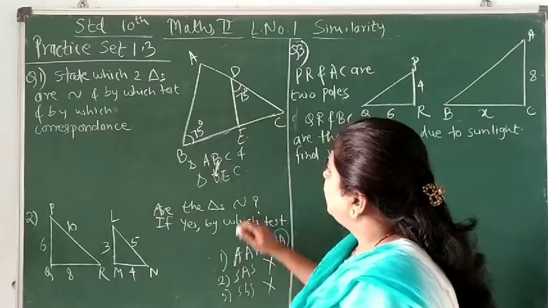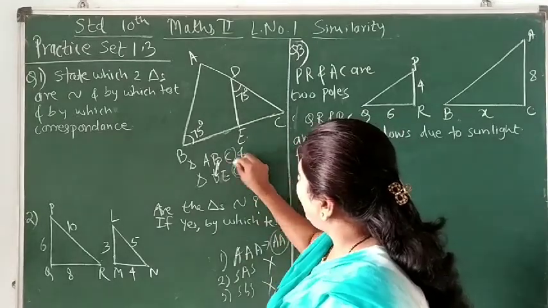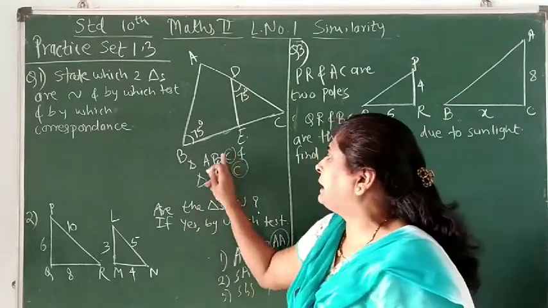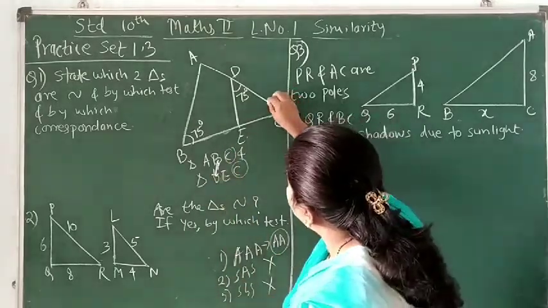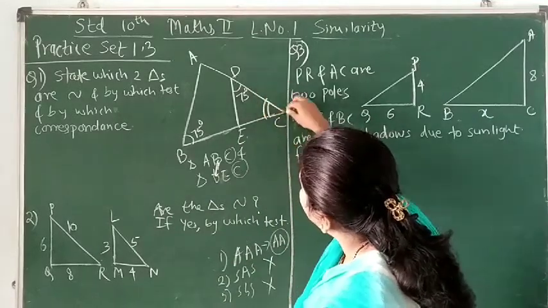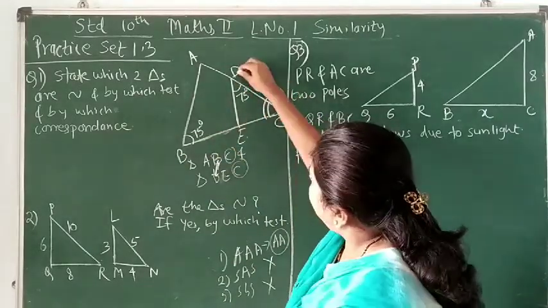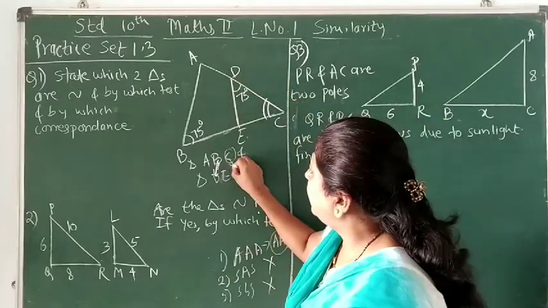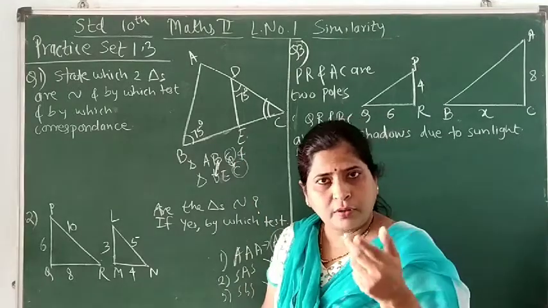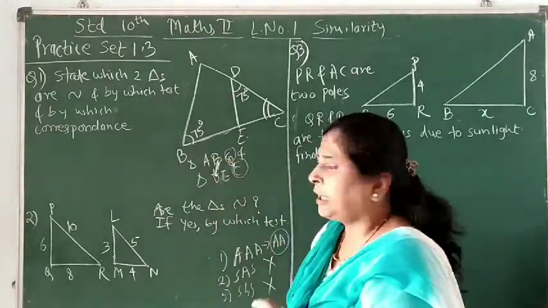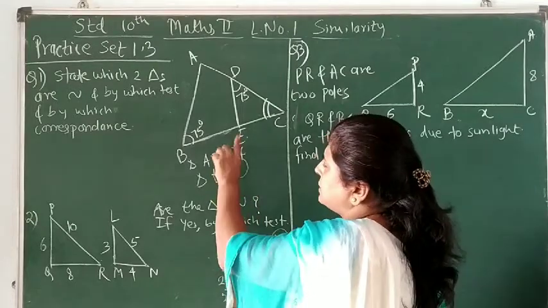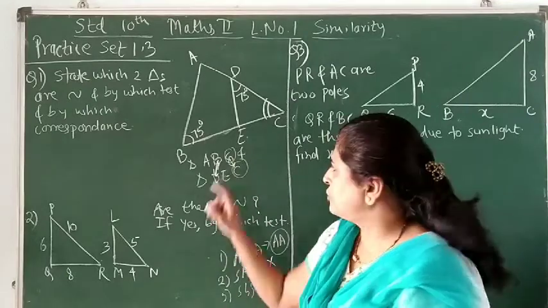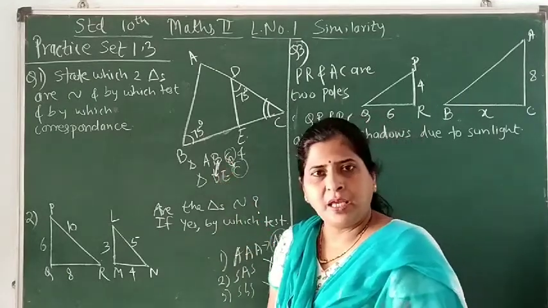So if we observe, C is the common angle of these 2 triangles. It is not only because the letter C is common, but the angle is also common. So this is the angle C of triangle ABC as well as triangle DEC. So this is the common angle, and we have another pair of congruent angles. So how do we state it? These 2 pairs of angles are congruent, so these 2 triangles are similar by AA test.